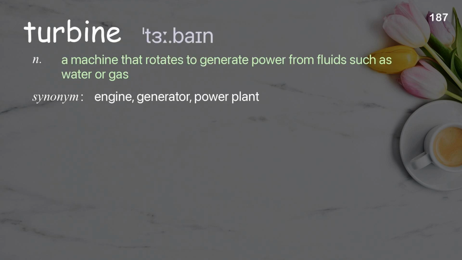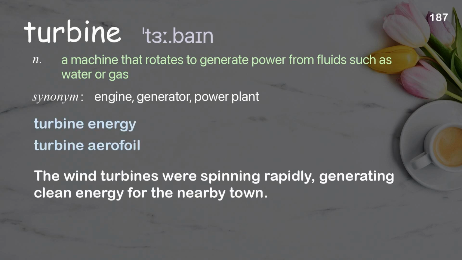Turbine. A machine that rotates to generate power from fluids such as water or gas. Examples: turbine energy. Turbine airfoil. The wind turbines were spinning rapidly, generating clean energy for the nearby town.